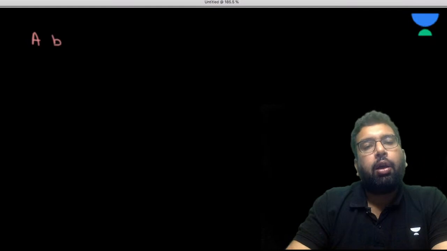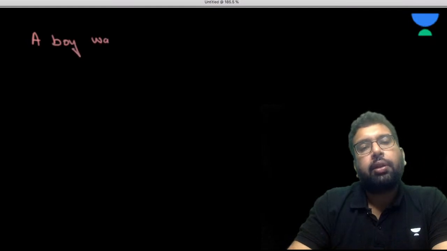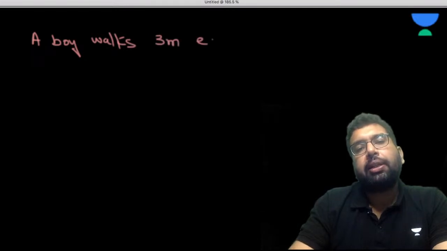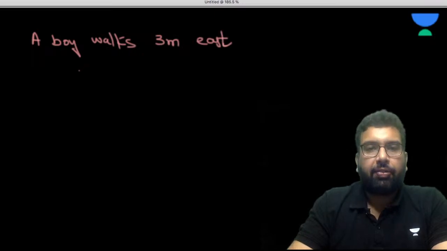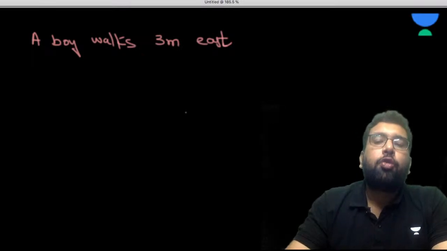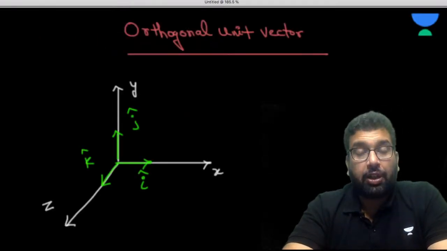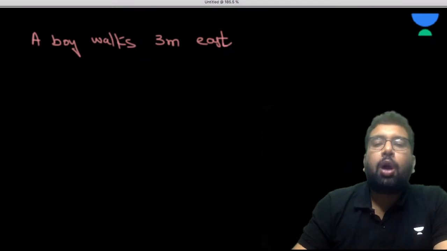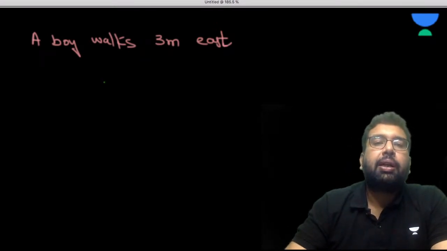Now please understand this. What is the use of it? Now, if I say that a boy walks 3 meter east. Okay. Now, if you want to represent it in terms of a vector, using orthogonal unit vector, how are you going to represent this displacement?